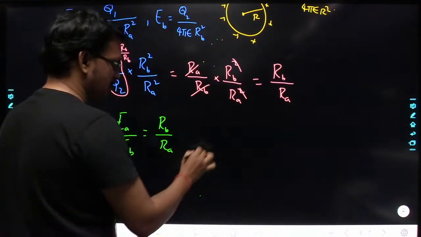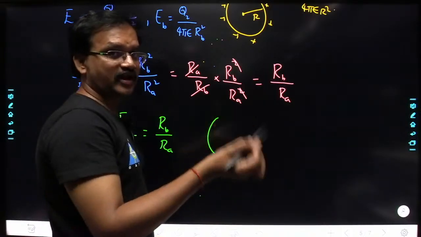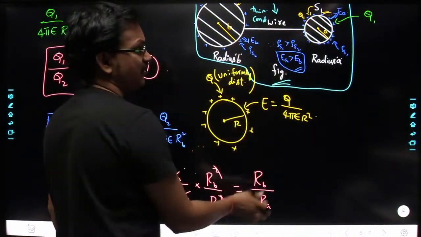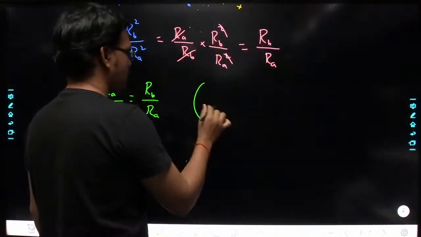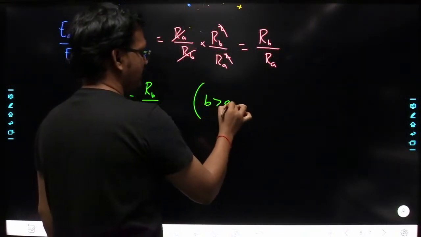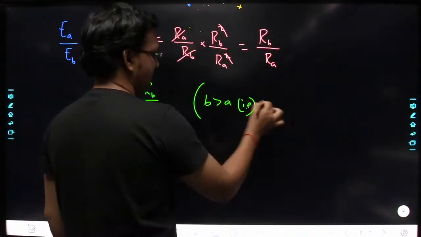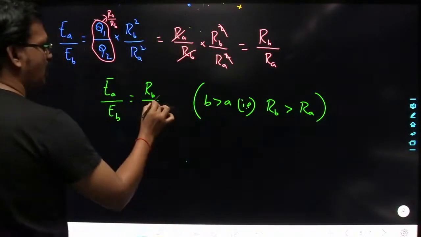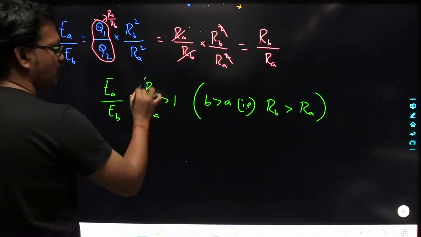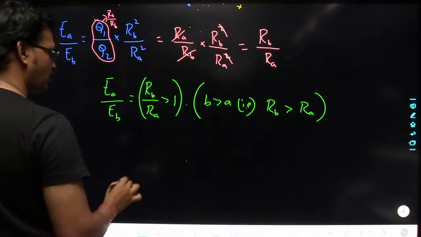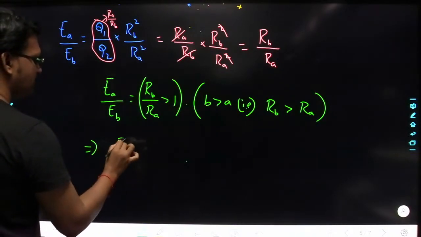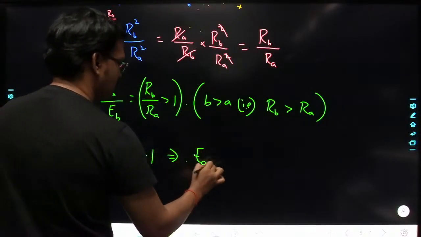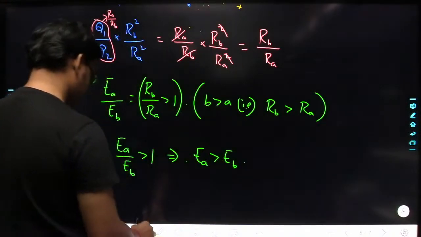So here they have given that B is greater than A. So that is the radius of this sphere is greater than what? Is greater than radius of sphere A. So which means B is greater than A. So we have considered the radius as RB. So that is RB is greater than RA. So this RB by RA is greater than 1 here. So this implies EA by EB ratio will be what? Will be greater than 1. So this implies EA is greater than what? EA is greater than EB.